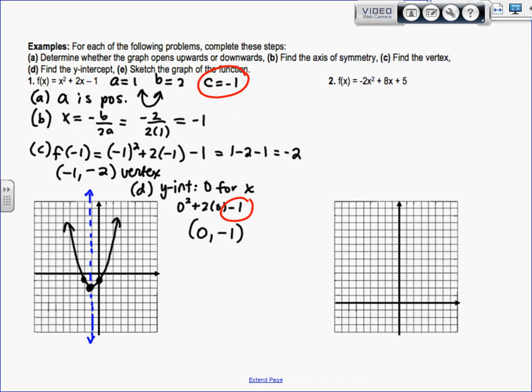All right, so same steps for the next one. So part A. I decide if it opens upwards or downwards. So in this case, A is negative 2, B is 8, C is 5. So for part A, I have A is negative. That means it's going downwards.